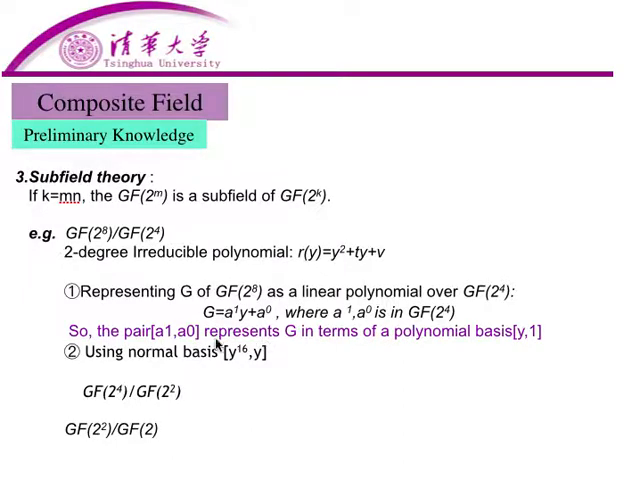Here, the pair y and 1 is the polynomial basis. In a similar way, we can also use normal basis to pair this and this. Of course, they can also represent an element of GF(2^4) over GF(2^2).